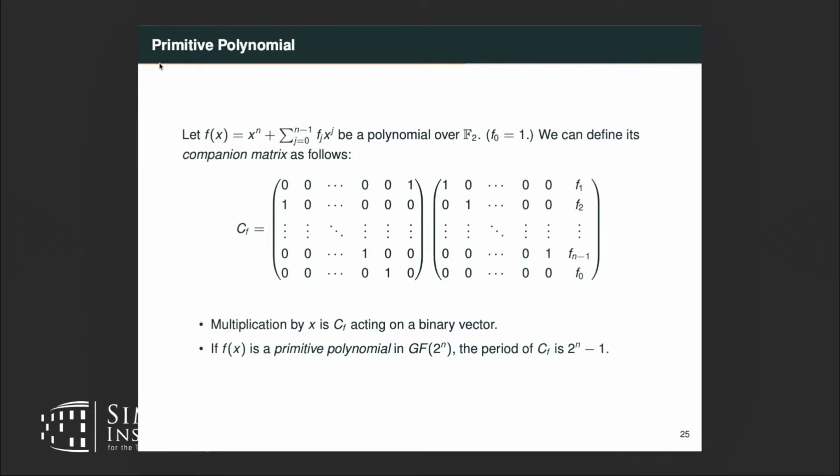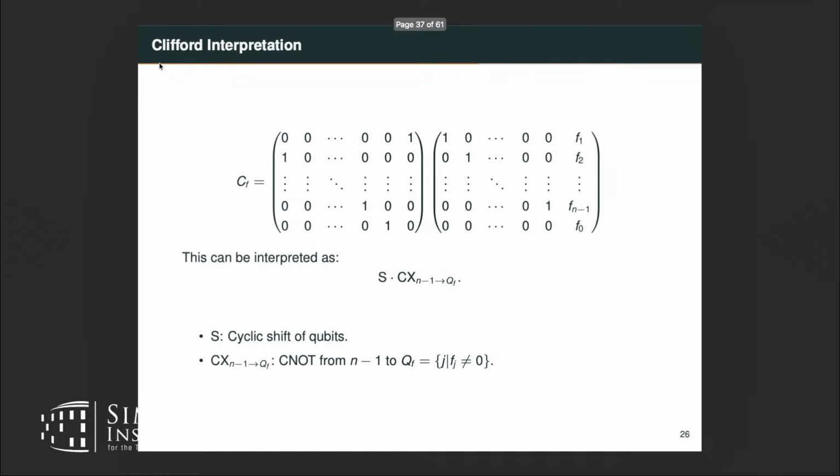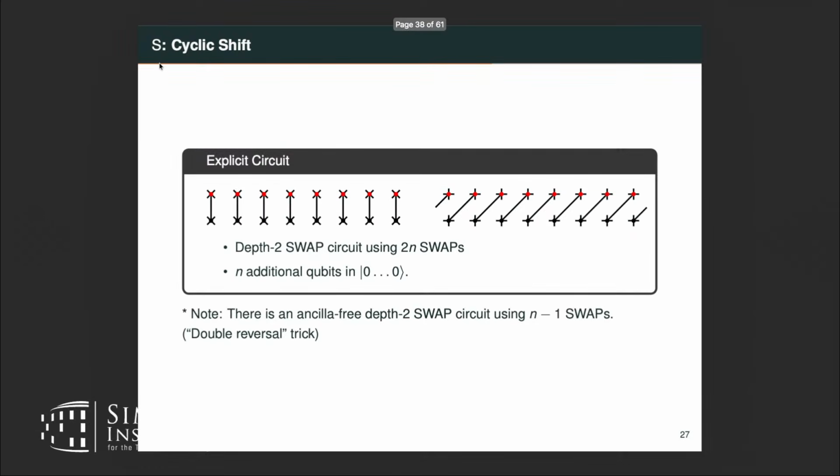And I guess the nice thing about the construction is that the matrix corresponding to multiplying by x is extremely simple. It looks exactly like this, where these f's are the coefficients of this primitive polynomial. And you can stare at it, and you can see that this just looks like a cyclic shift. And indeed, this is a cyclic shift. And the second one is just a CNOT operation from a single qubit to some set of target qubits. Of course, the cyclic shift can be realized using a constant depth circuit, like a depth-2 swap circuit.